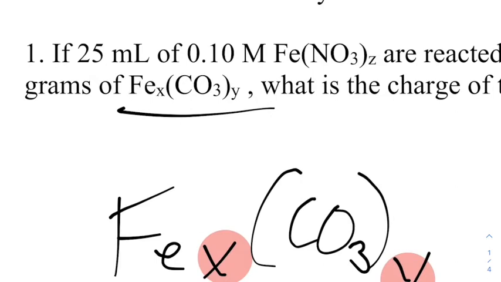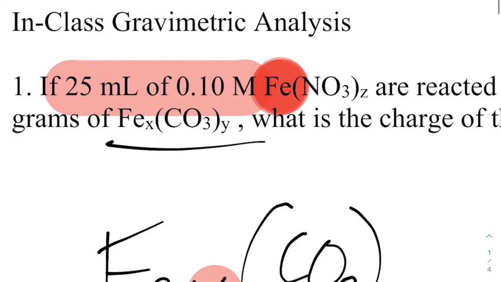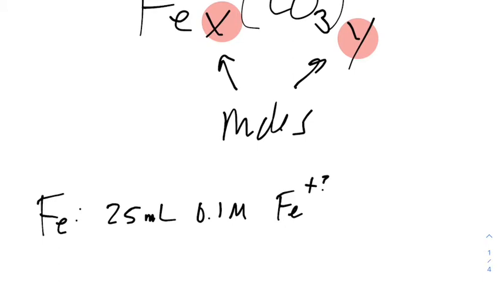So they give you one right here at the start. They give you the X. Why? Because they give you 25 milliliters of 0.1 molar, and they tell you that it's iron nitrate. So you know what the iron is from this situation. So let's work on the iron. From the iron's perspective, we know that it is 25 milliliters of 0.1 molarity of our iron plus question mark. I don't know what that is. But if I know milliliters, I know liters, and if I know molarity, then I know the moles per liter, so I can work this out.